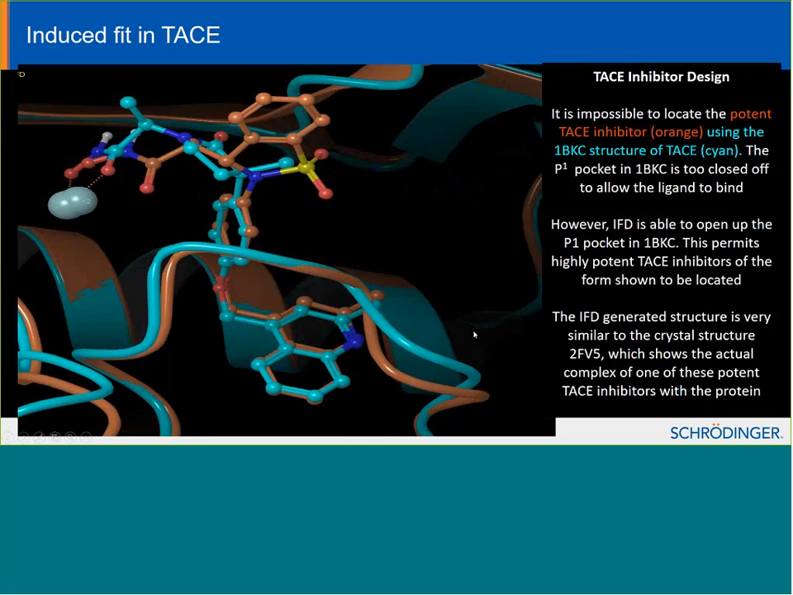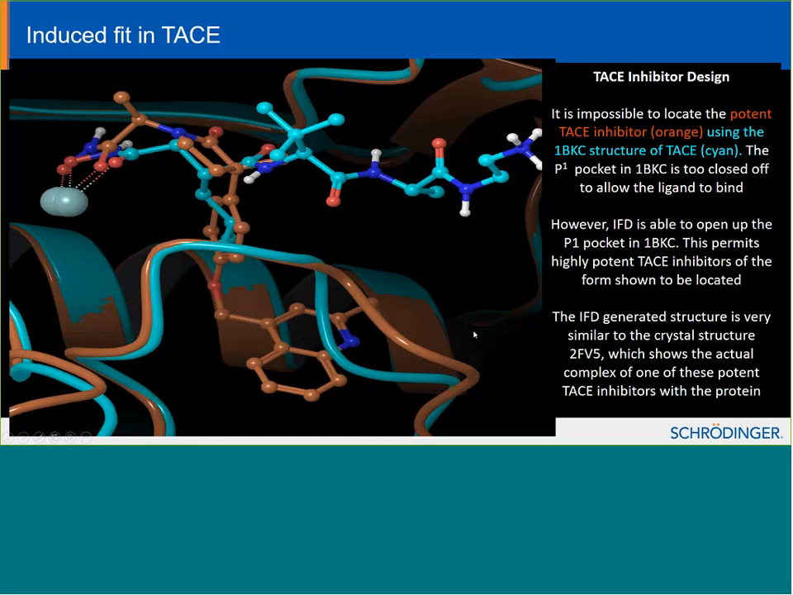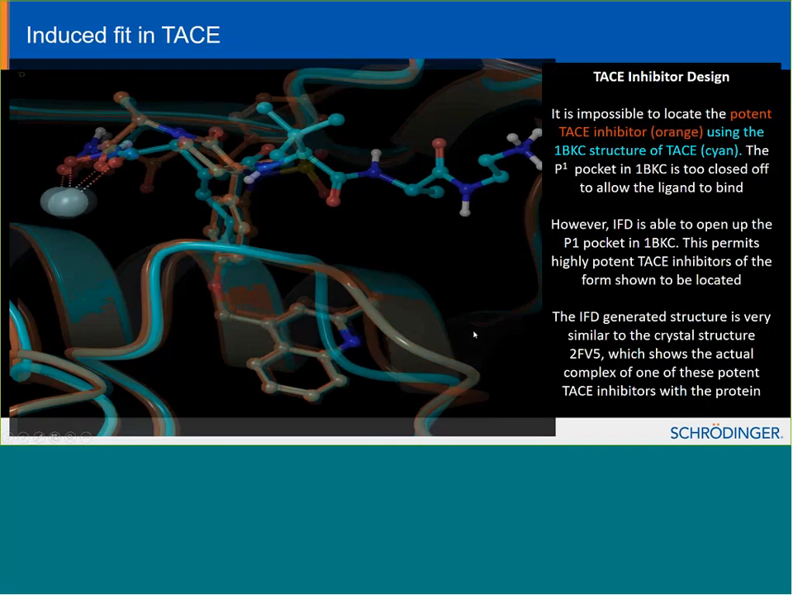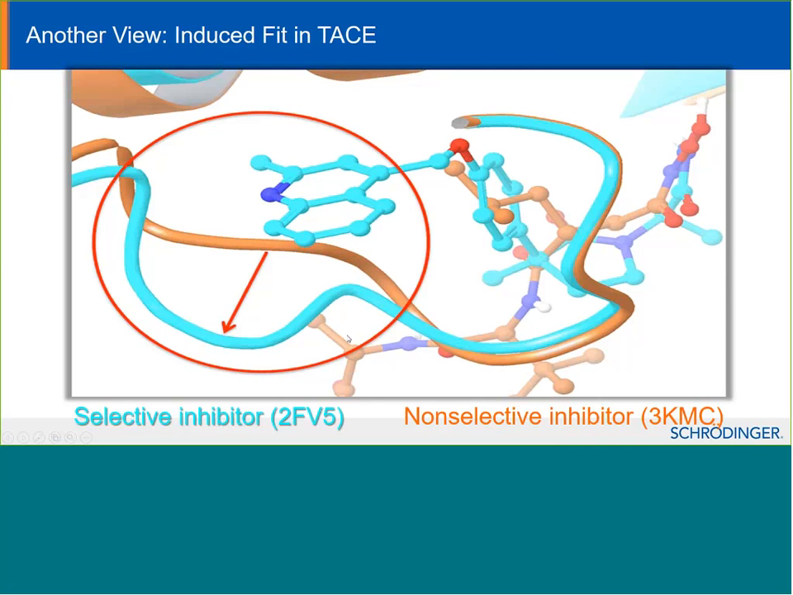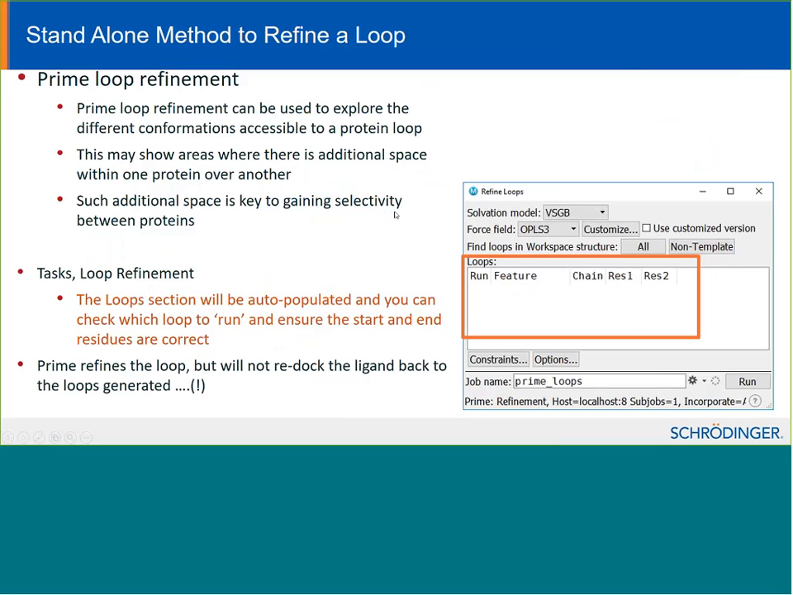So what we really need to do, you can see that if we use IFD with loop movement in the right way, we can actually cause that loop to completely move out of the way, allowing that ligand to dock. This is just another view of the whole thing, just to give you a feeling for how much that's moved. I think it's about 8 to 12 angstrom movement of that backbone. Now, one way to do this is to use Prime loop refinement. And this will allow you to explore different conformations of that protein loop.